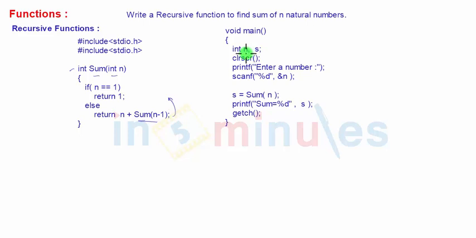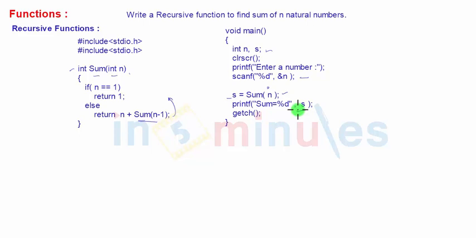Main will have an n variable to input the number up to which you want to find the sum. So we'll input n first. We have defined s to get the sum from the function. So we call the function sum in brackets n. So n will be passed to this n. The function will work recursively, generate some answer, and it will be given to s, and that s will be displayed as the sum of numbers. So how is it going to work?